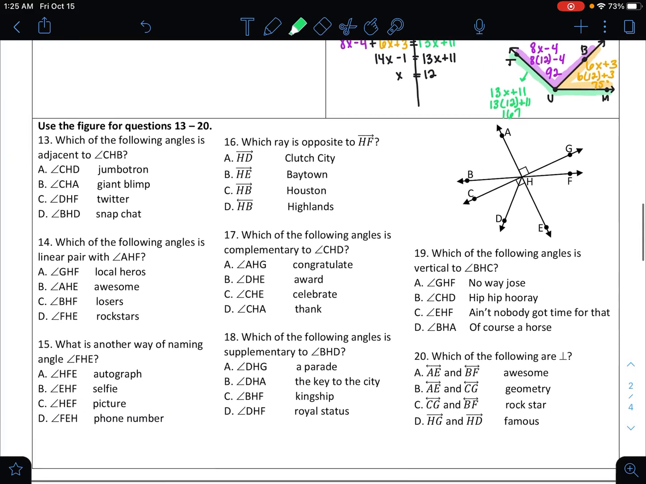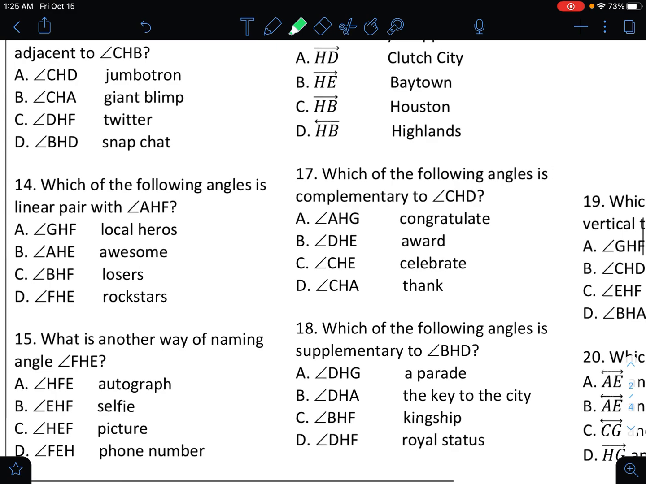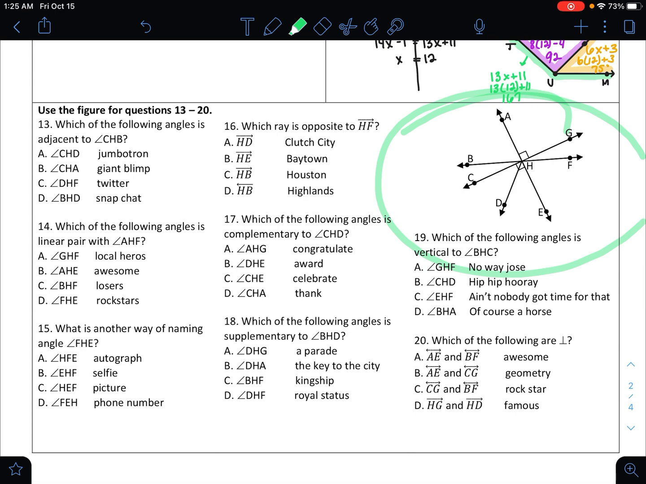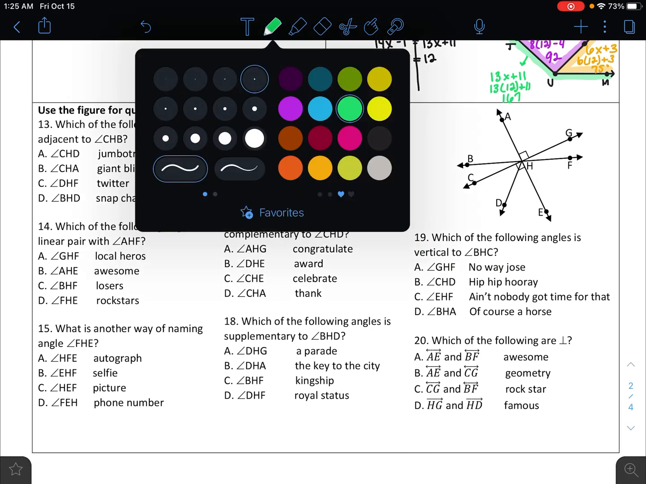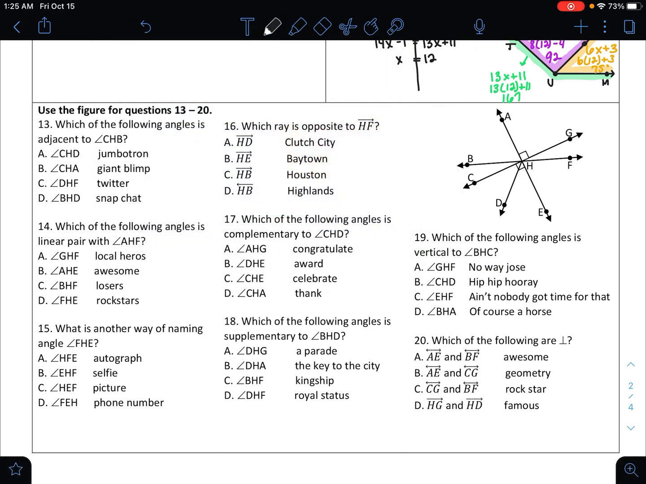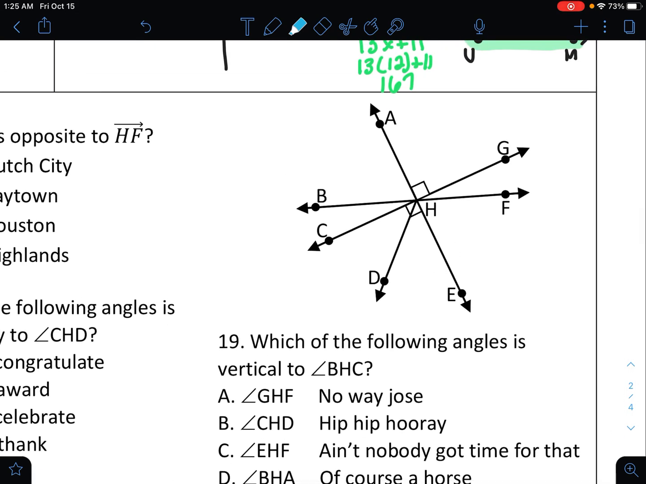Alrighty, number 14. Which of the following angles is a linear pair with angle AHF? You're going to use that figure for all of these problems, 13 through 20. All right, AHF. Let's start using some colors for these. So angle AHF, linear pair. What's going to make a linear pair?